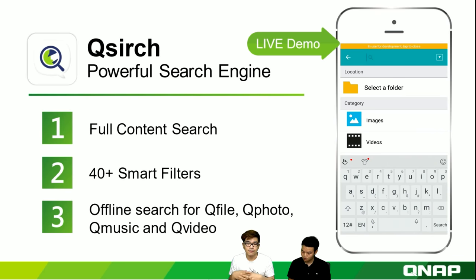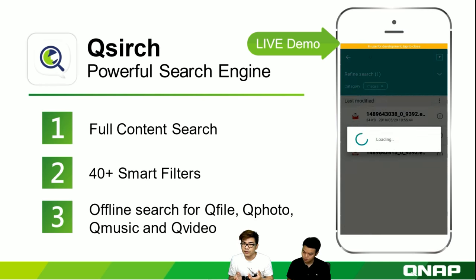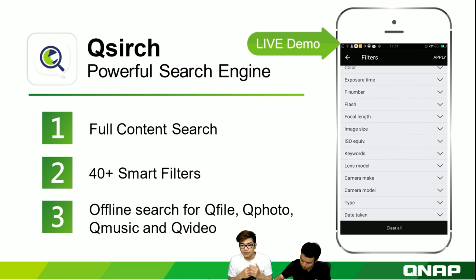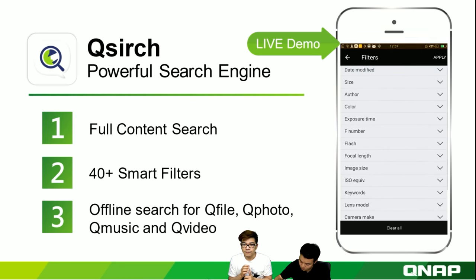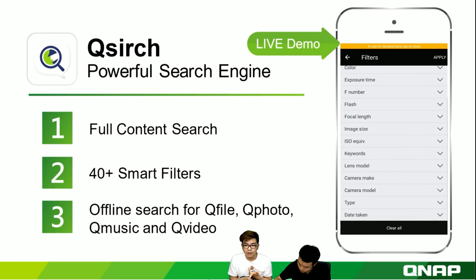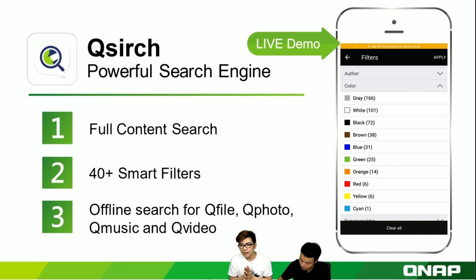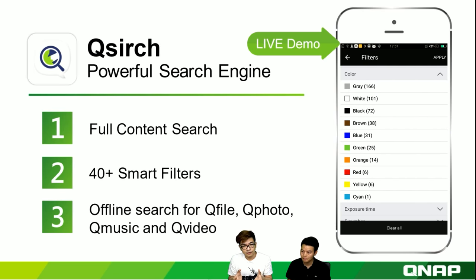And we have more than 40 smart filters, such as exposure rate, camera brand, or other metadata of your picture. When you first put the files inside your NAS, QSearch will index them and create all this metadata as conditions in the smart filters for you to choose, like what Linus is demoing right here. As you can see, we have flash, aperture number, focal length, image size, ISO, keywords, lens model, camera make, and camera model. We have a variety of smart filters for you to choose.